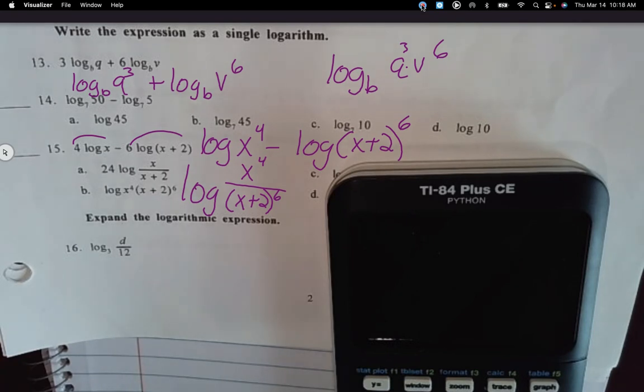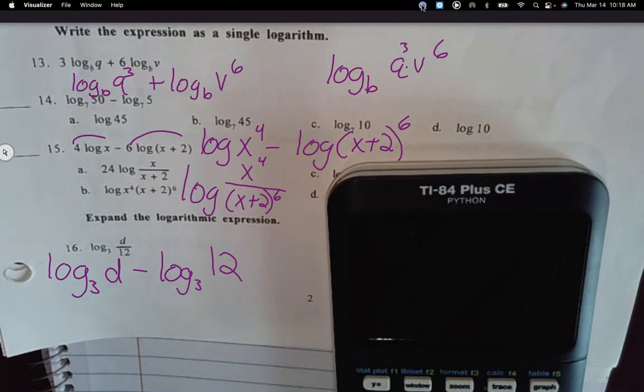Okay, then number 16, I said that one's on there. So you have this logarithm, and they want me to actually write several logarithms with it, right? So since I'm dividing, what am I going to do with those 2 logs? Subtract. I'm working backwards. So it's log base 3 of D minus log base 3 of 12. And if I went this way, I would divide. Go this way, I subtract.